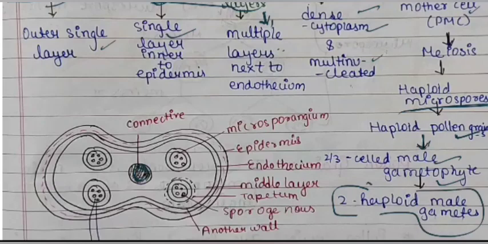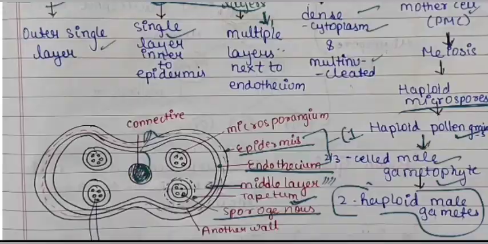This middle part is the connective tissue, then this outer layer is the epidermis. Next to the epidermis is the endothecium, and both are single layered. Next to the endothecium are the middle layers, which consist of multiple layers. The tapetum is next to the middle layers, which provides nutrition to the growing pollen grain. And next to the tapetum, the sporogenous tissue is present.